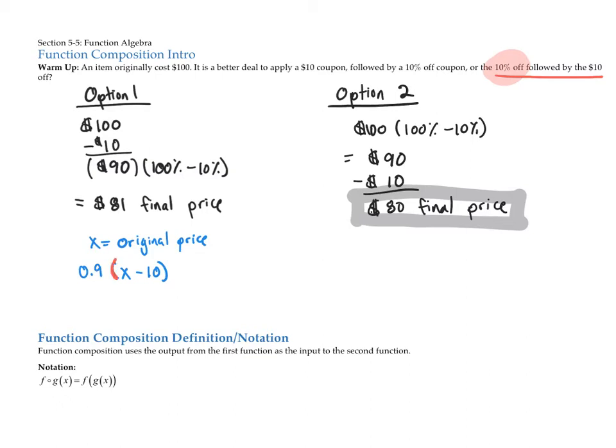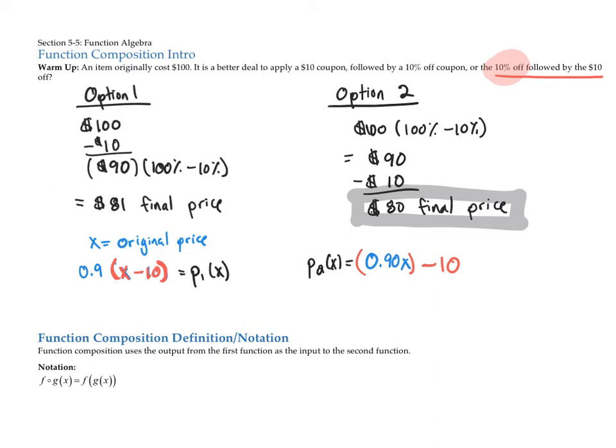I want to think of the first function as the x minus 10, and then the second function is taking the 0.90 off of that. So let's call this price 1 of x. Now if we look over here at option 2, maybe you can see this function as first taking the 90% of x, and then after that subtracting the $10, and we could call this p sub 2 of x.